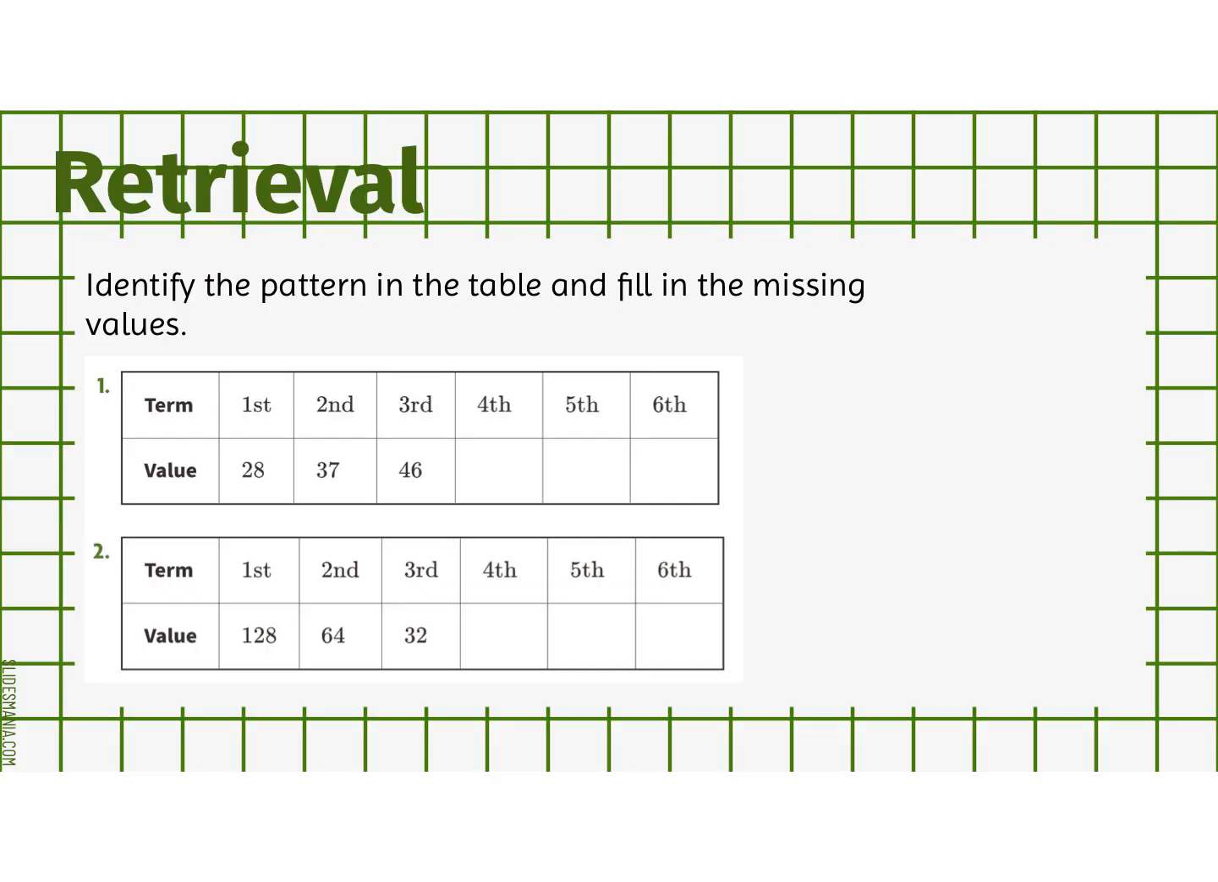All right, so let's remind ourselves how to go ahead and figure this out. Identify the pattern in the table and fill in the missing values. Oops, sorry, it's on page 16. And then again, we're just looking at the patterns. So notice how our terms are going up by 1.